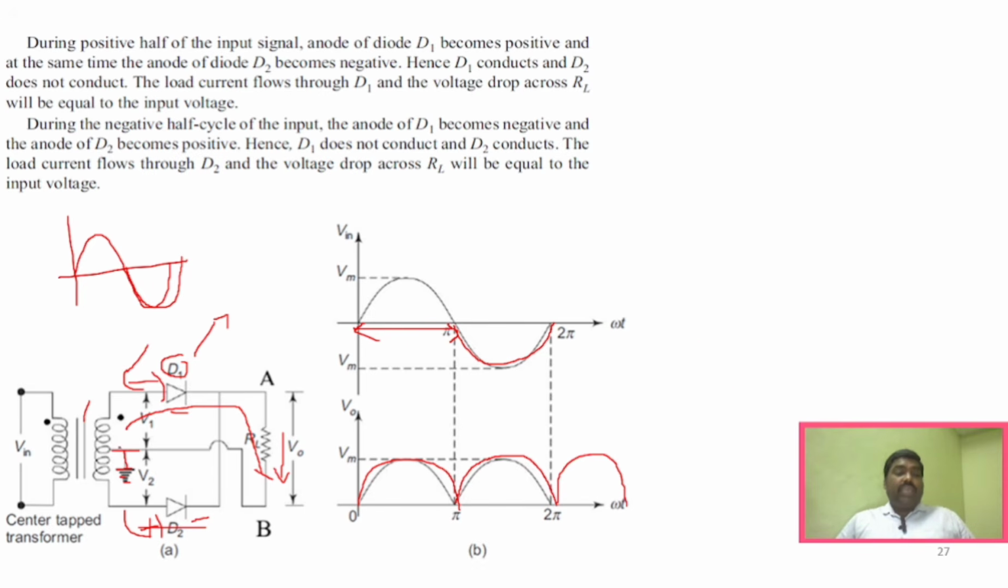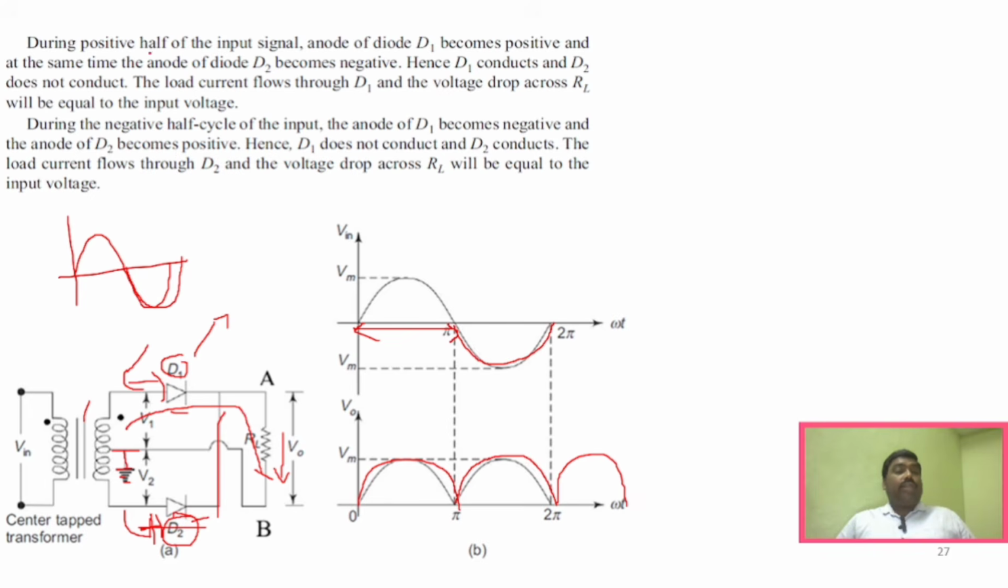Which means here, during the negative half cycle, this diode will become positive and forward biased, whereas this will become negative and reverse biased. Because of this, D2 conducts during the negative half cycle, and D1 conducts during the positive half cycle.